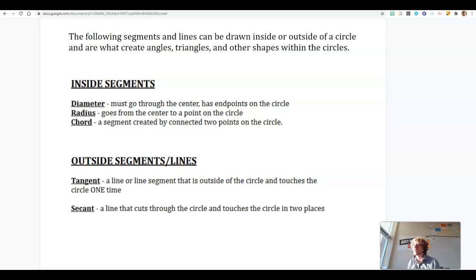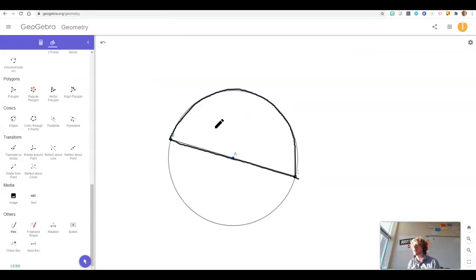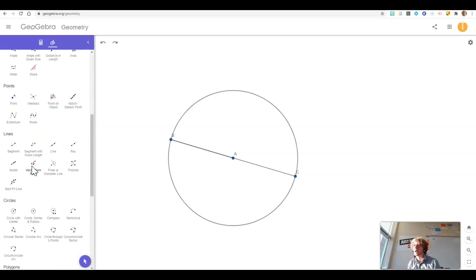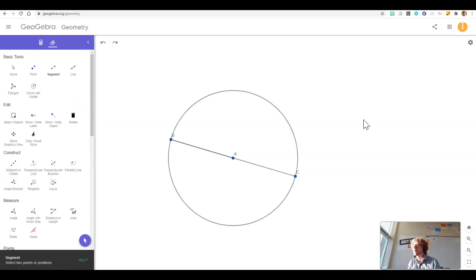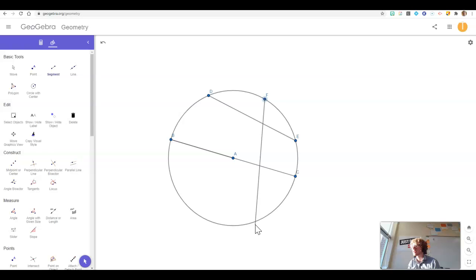So, some segments that we want to go over. We've gone over radius, we've gone over diameter. What we want to go over now is something called a chord. So if we just draw a segment from one part of the circle to another, doesn't matter where, can also be like this. These are called chords. I'm just going to draw DE. So DE is a chord. Goes from one part of the circle to another part of the circle. That is called a chord.